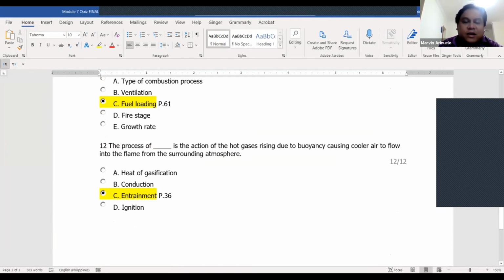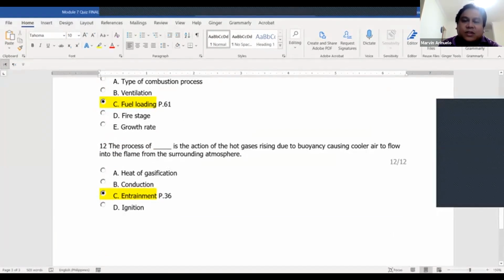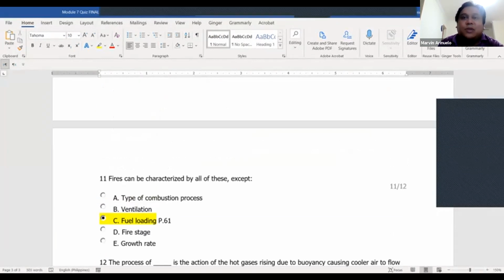Lastly, the process of entrainment is the action of the hot gas rising due to buoyancy, causing cooling air to flow into the flame from the surrounding atmosphere. So we are ready tonight.